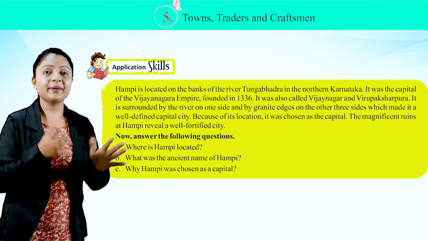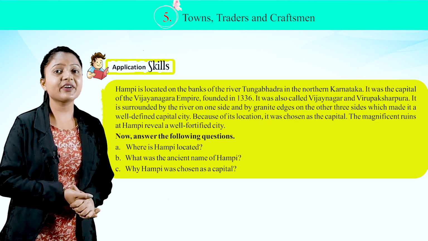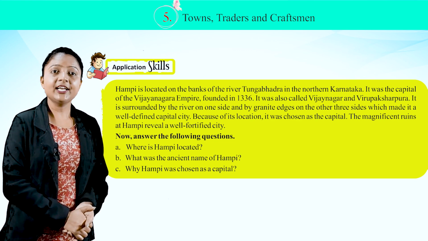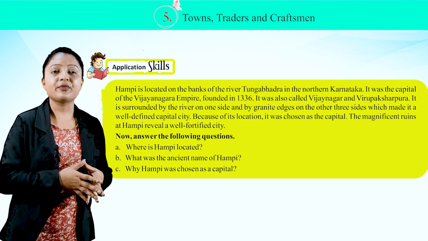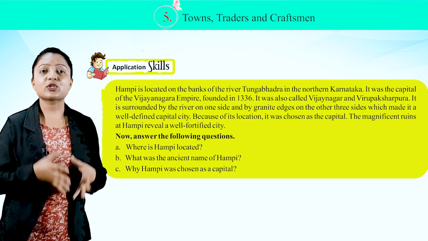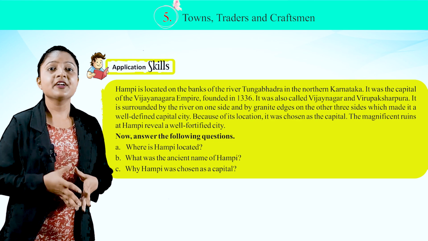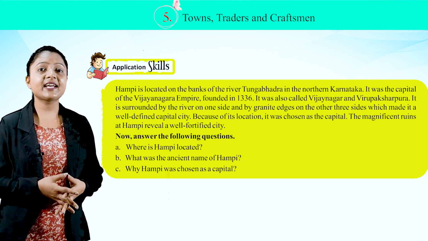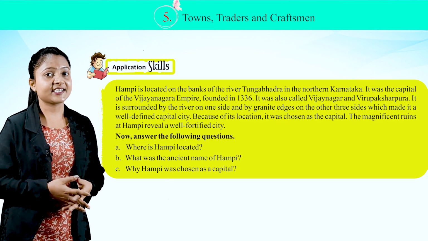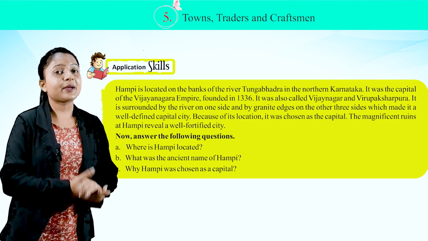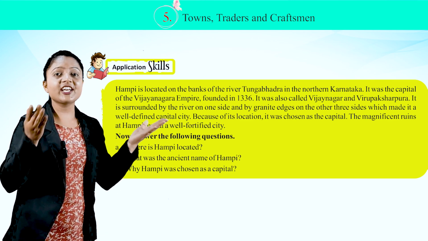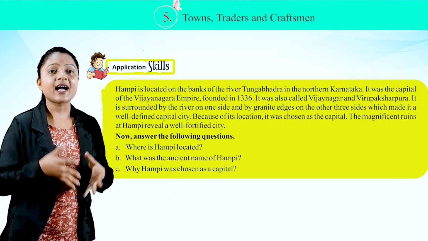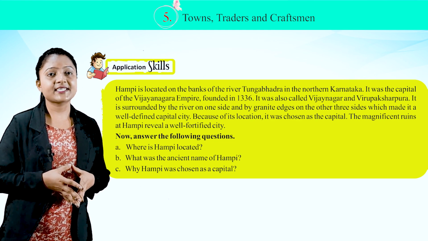Application skills. Hampi is located on the banks of the river Tungabhadra in northern Karnataka. It was the capital of the Vijayanagar Empire, founded in 1336. It was also called Vijayanagar and Virupaksharpura. It is surrounded by the river on one side and by granite hills on the other three sides, which made it a well-defined capital city. Because of its location, it was chosen as the capital. The magnificent ruins at Hampi reveal a well-fortified city.